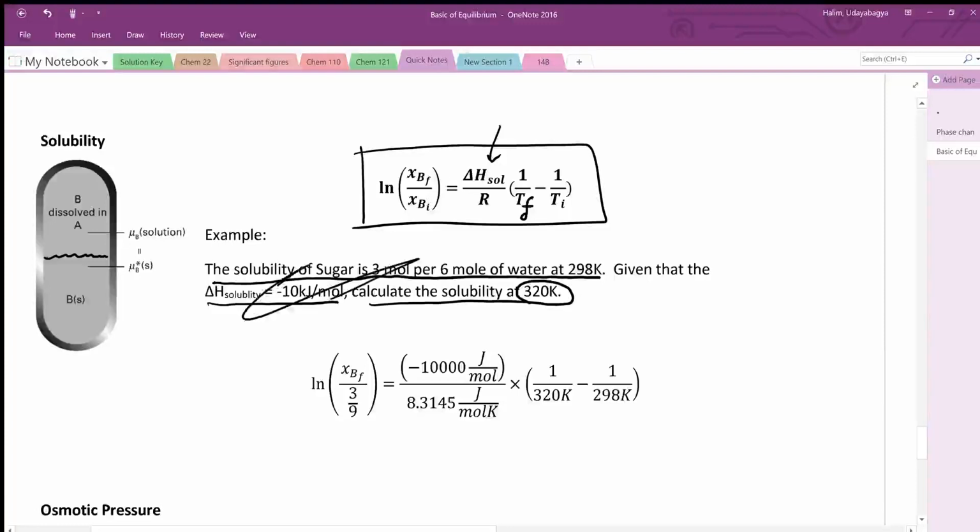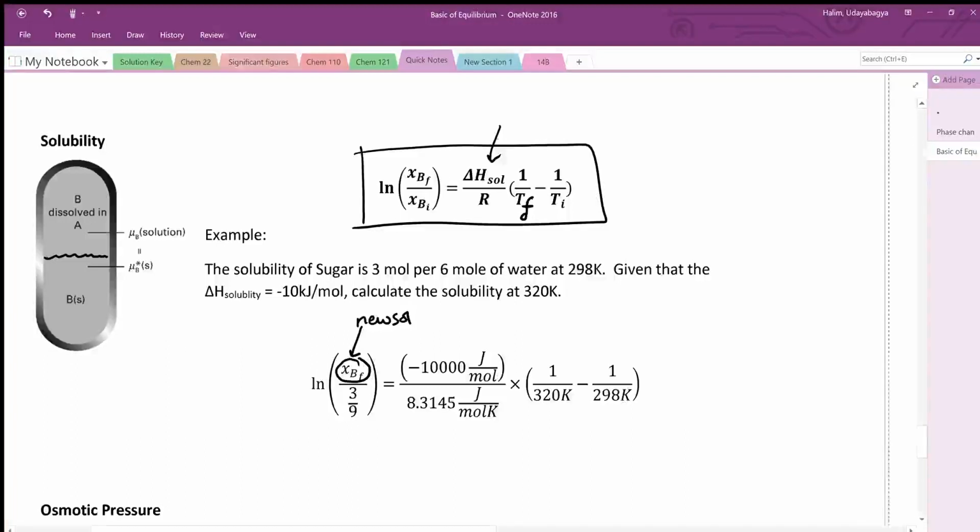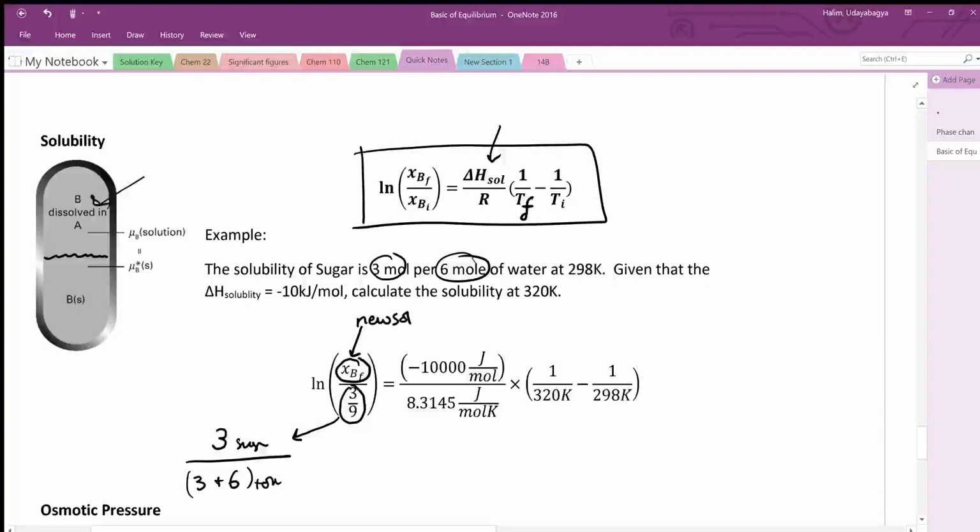Okay, so how do we solve this whole thing? Let's just plug in some of the numbers. Yes, there's a bunch of algebra involved, but here it goes. I want to solve for the new solubility, which is my mole fraction final, divided by the initial mole fraction. And the initial mole fraction is that I have 3 moles of sugar per 3 plus 6 moles total. So I have 3 moles of sugar and 6 moles of water, so in solution I have 9 moles in total. That's why it's divided by 9.